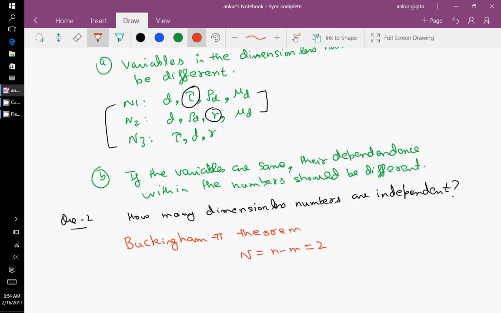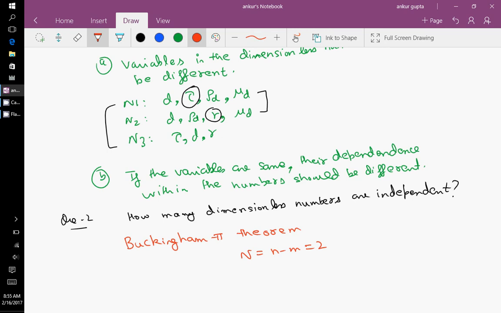to 2. So I cannot say that N1, N2, and N3 are independent. I can say two of them, N1 and N3, N1 and N2, or N2 and N3 are independent. Just to be clear, we should not start mixing. First we have to check how many dimensionless numbers are independent using the Buckingham Pi theorem, and then if you are given two numbers, we can check if their variables are different or not. If you have been given three numbers, they cannot be independent, because the Buckingham Pi theorem says that only two of them can be independent in this problem.